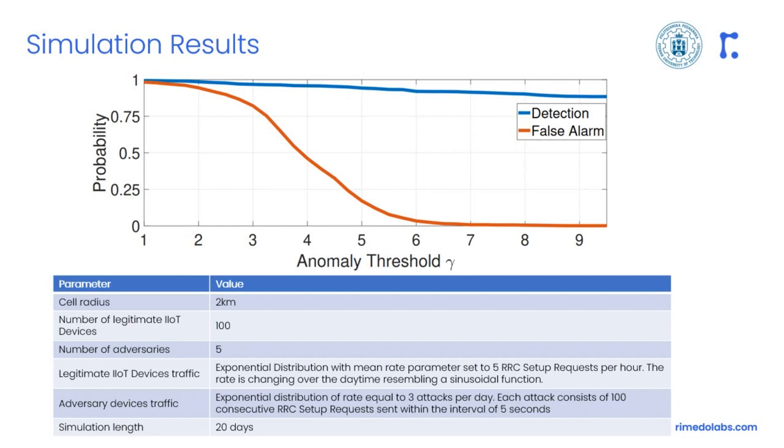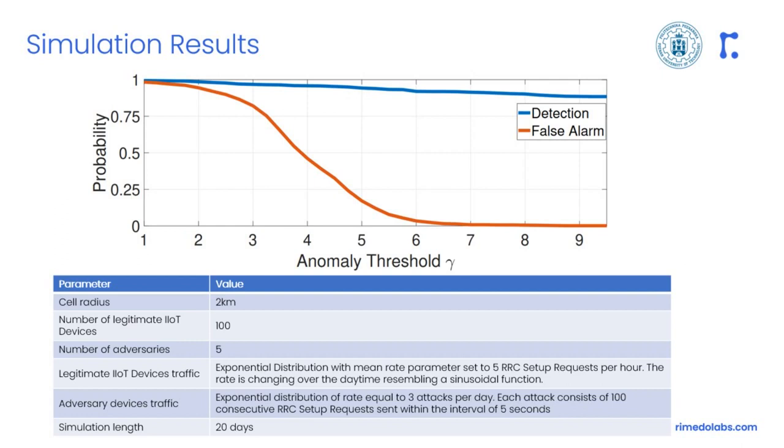We have verified the proposed algorithm in terms of computer simulations. The simulation parameters are depicted in the table. We have considered a single cell with 2 km radius that provides connectivity for 100 legitimate IIoT devices and 5 adversaries. The legitimate devices send their RRC setup requests with exponential distribution of mean rate parameter equal to 5 requests per hour. The rate parameter is changing over the daytime, resembling a sinusoidal function.